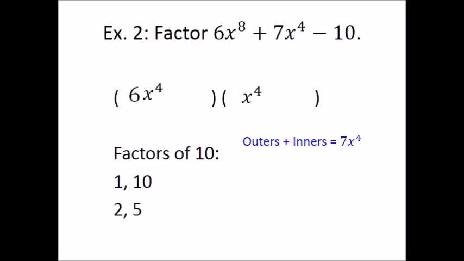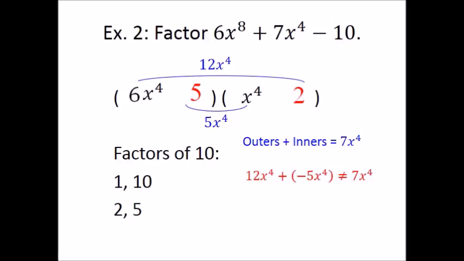So starting over, I'll try 6 and 1 instead of 2 and 3 to make the first term 6x to the 8th. Then I'll insert the 5 and 2 to make 10, being careful not to place the 2 in the same parentheses with the 6. This makes the outers 12x to the 4th and the inners 5x to the 4th. 12x to the 4th plus a negative 5x to the 4th gives me 7x to the 4th. So the 5 must be negative, and I'll make the 2 positive. So the correct factors are 6x to the 4th minus 5 and x to the 4th plus 2.